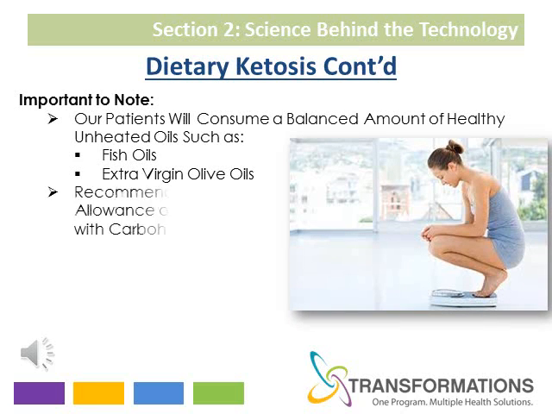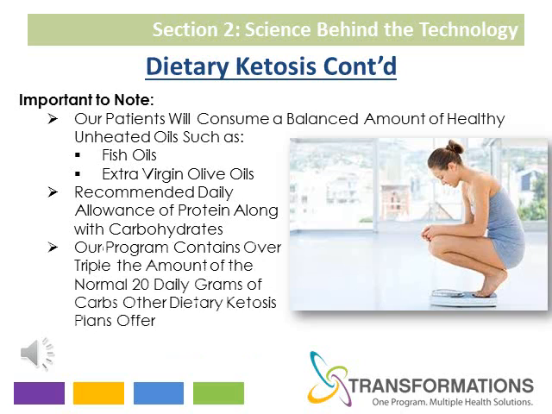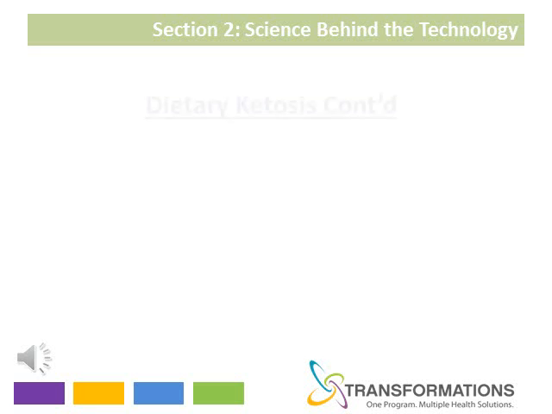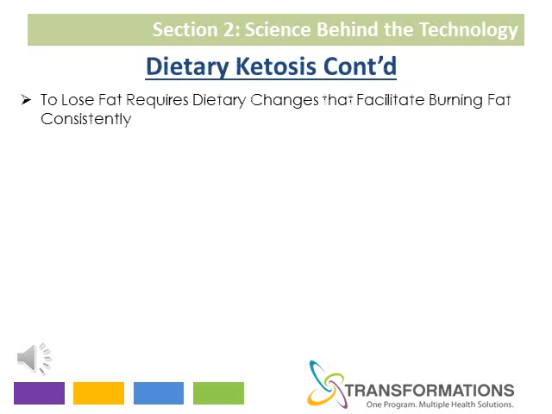as well as the recommended daily allowance of protein along with their carbohydrates. It is important to note that our program contains over triple the amount of the normal 20 daily grams of carbohydrates that other dietary ketosis plans offer. While most overweight people can lose weight, to lose fat requires dietary amendments that facilitate burning fat consistently.